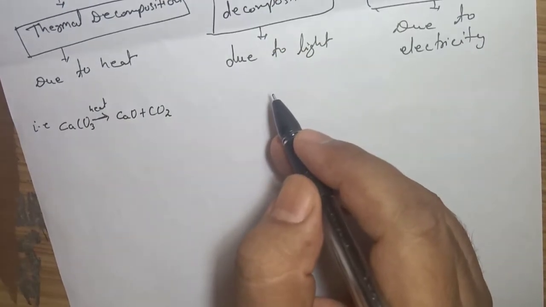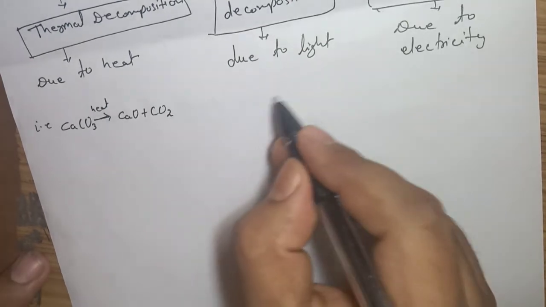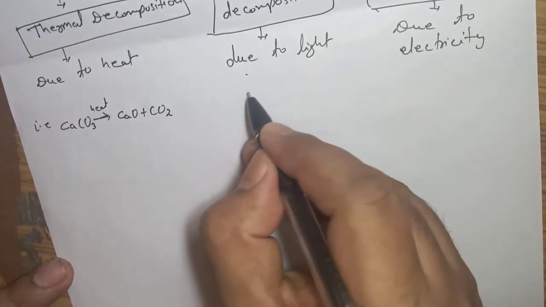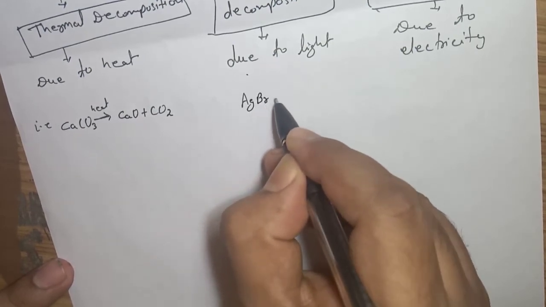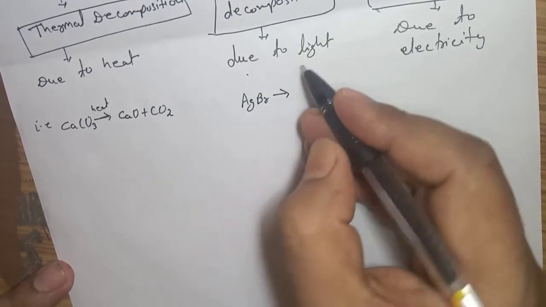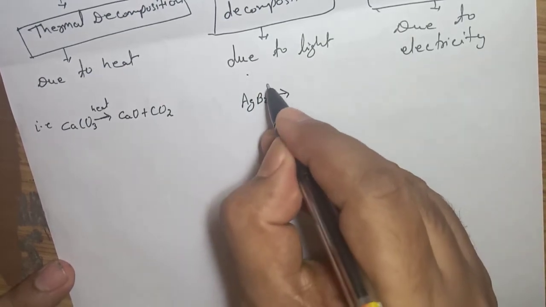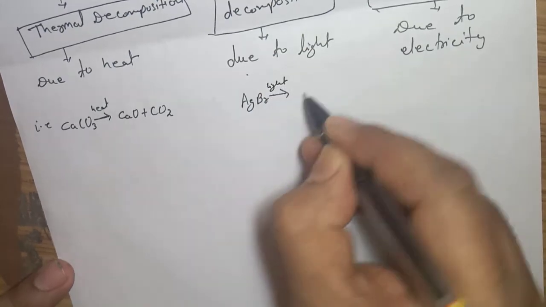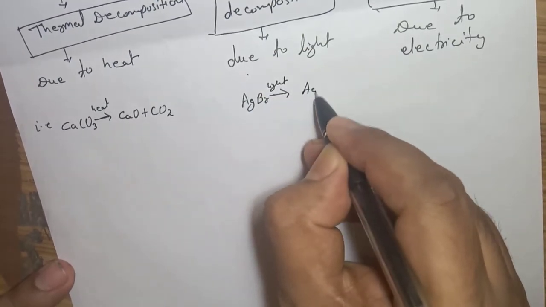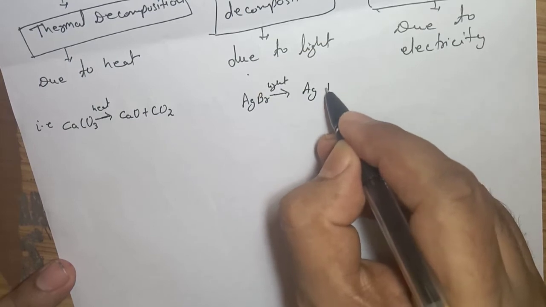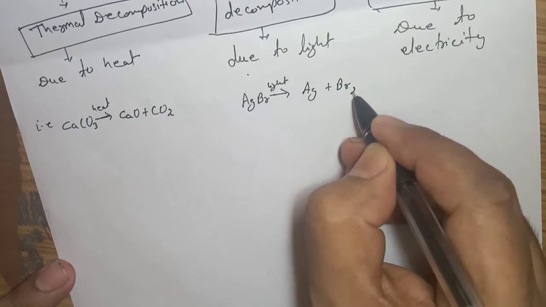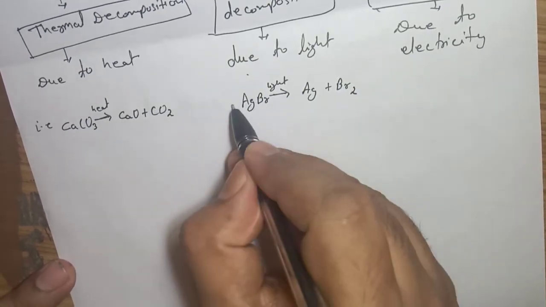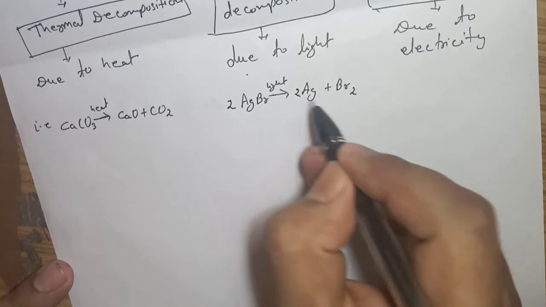And then we have light decomposition. We can write AgBr, silver bromide. When it decomposes because of light, it gives Ag plus Br. Br is always diatomic, so we have to write Br2, and we need to balance it, so it's 2AgBr giving 2Ag plus Br2.